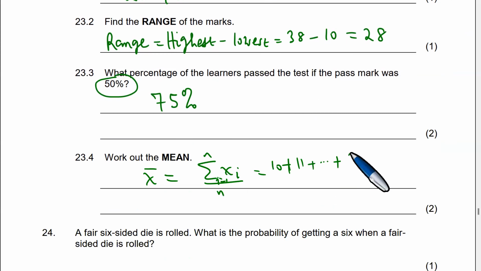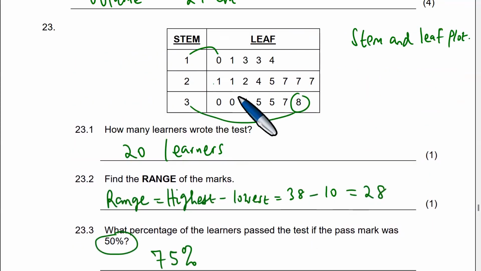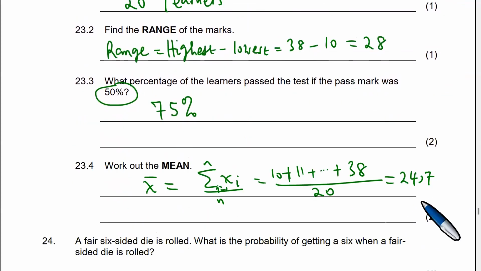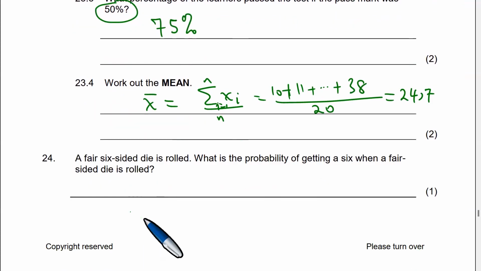Add all of them. How many are there? You counted 20 letters. Yes, sir. So if you do this, then you're going to get 24.7. You just add all these up, you get 24.7. Okay, let's do the next one.